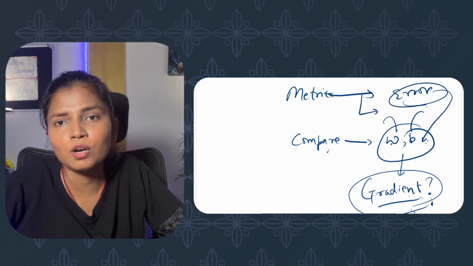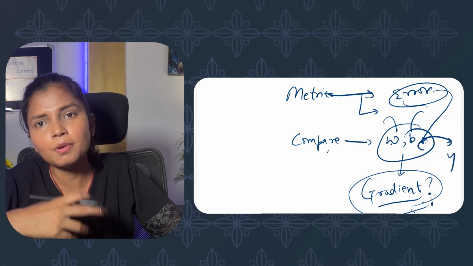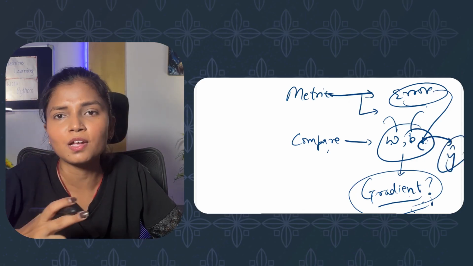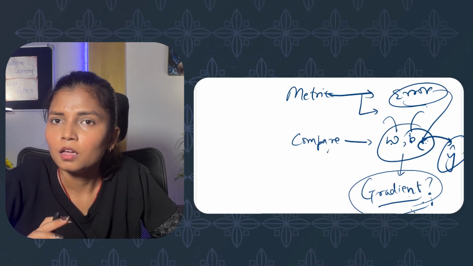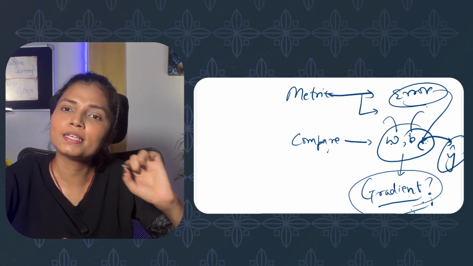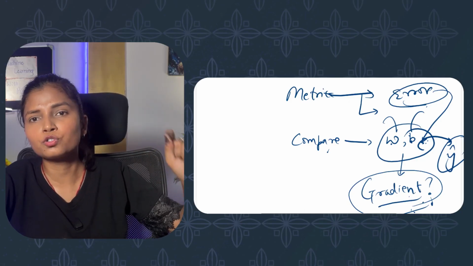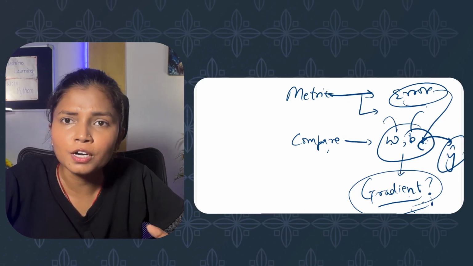We update W and B, then again check the same thing: y hat, then compare, then update, then compare, then update, and that's how it keeps on going. Got it? That's how any algorithm works. Any algorithm goes through the same forward pass and backward pass, but different models have different metrics.